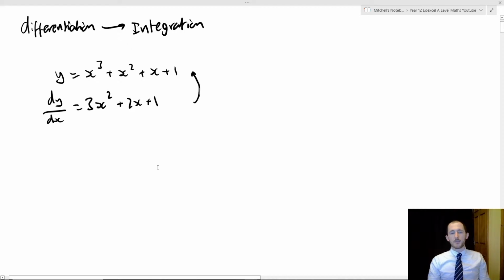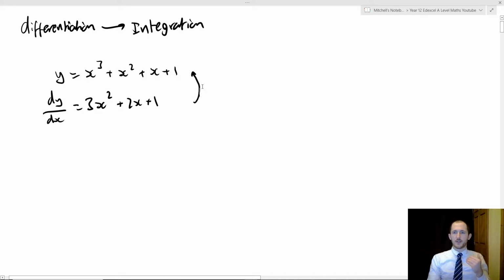Now you might ask yourself, when we took the second derivative, that could tell us the nature of turning points, right? So if we have dy by dx, it tells us an equation for the gradient. If we equate it to 0, we can find out where the gradient is 0, and we call those turning points. If we differentiate it again, we can find out if those turning points were maximum, minimum, or points of inflection.